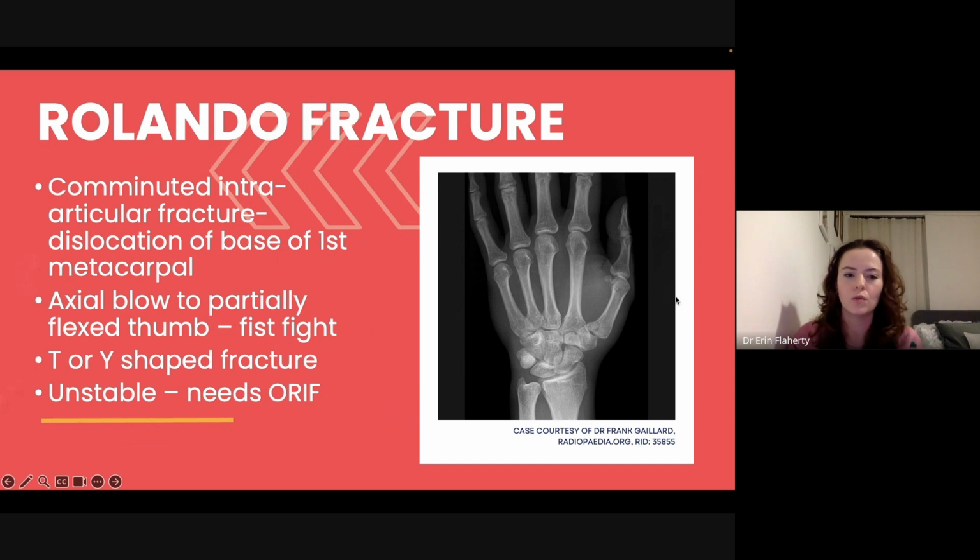Again, this is caused by an axial blow to a partially flexed thumb. So it tends to be in a fist fight, partially flexed thumb, and tends to be a T or a Y shape. So here you can sort of see it could look like a T or a Y. These ones are unstable because they're in 3 parts. There's not a great chance that they're going to heal together very well. So it does need an open reduction and internal fixation.